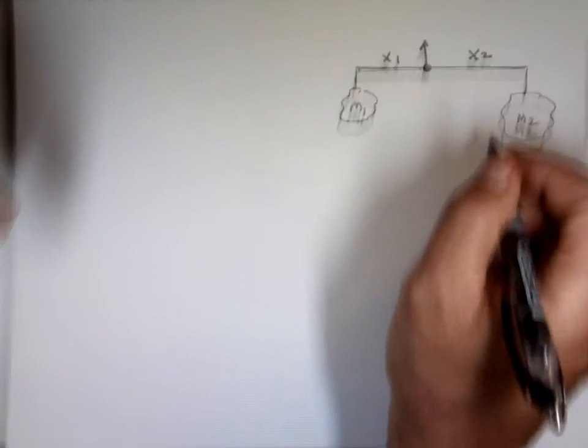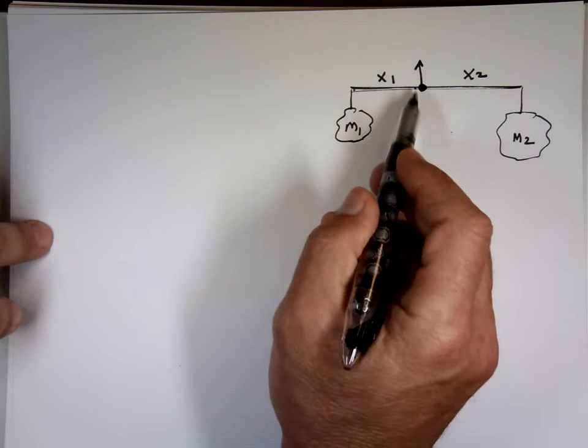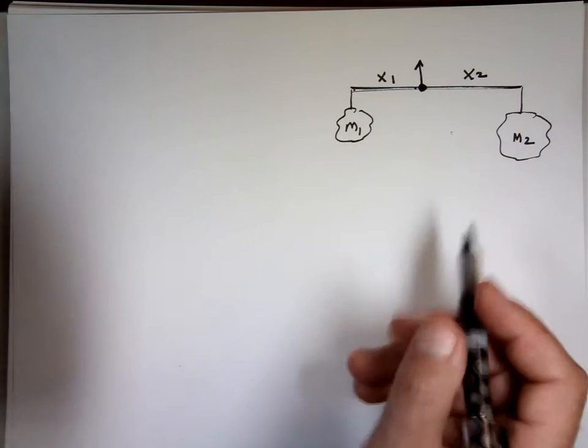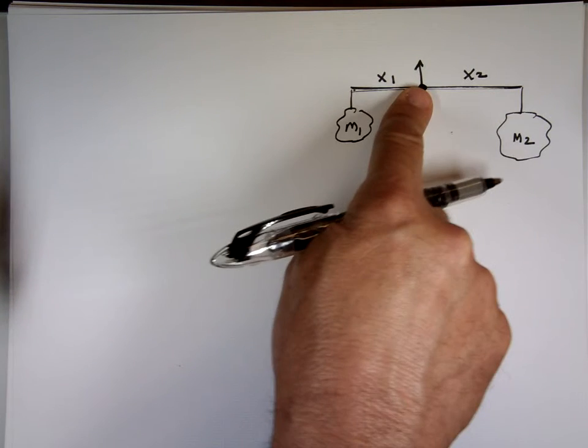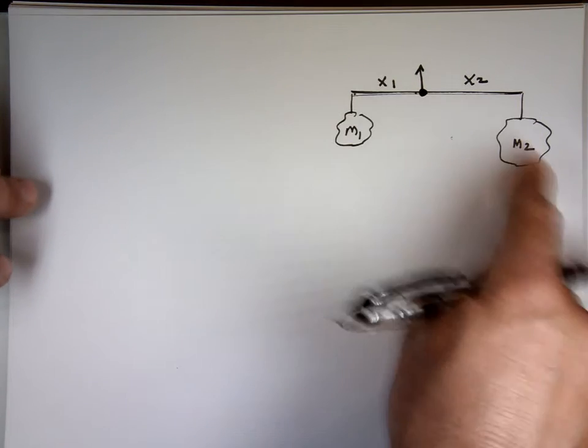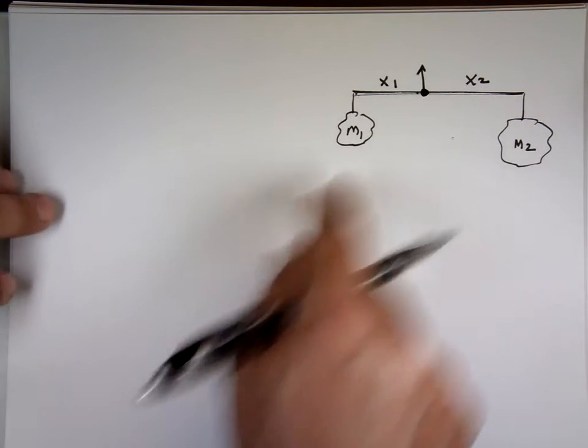Now, let's see. Sum of the forces pointing upward should equal sum of the forces pointing down. Well, your finger or the string, whatever is holding that, is going to balance what? The weight of these two. Plus the mass of the beam, whatever that beam is.